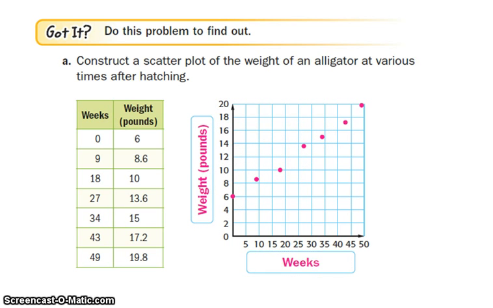Your axes should be labeled the following: weeks along the x-axis, weight going up the y. Make sure that for weight you have it in pounds so that they know we're measuring in pounds and not ounces or kilograms. Okay, so that's the basic. That's how you graph a scatter plot. You just graph your points.